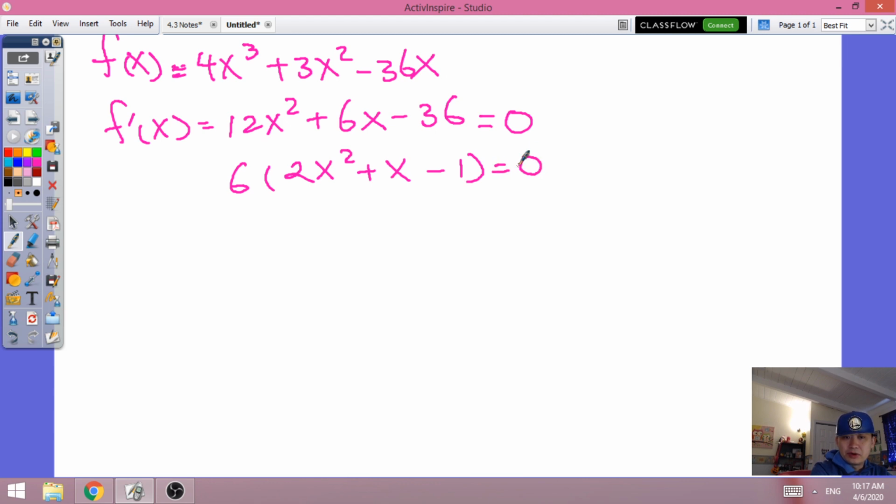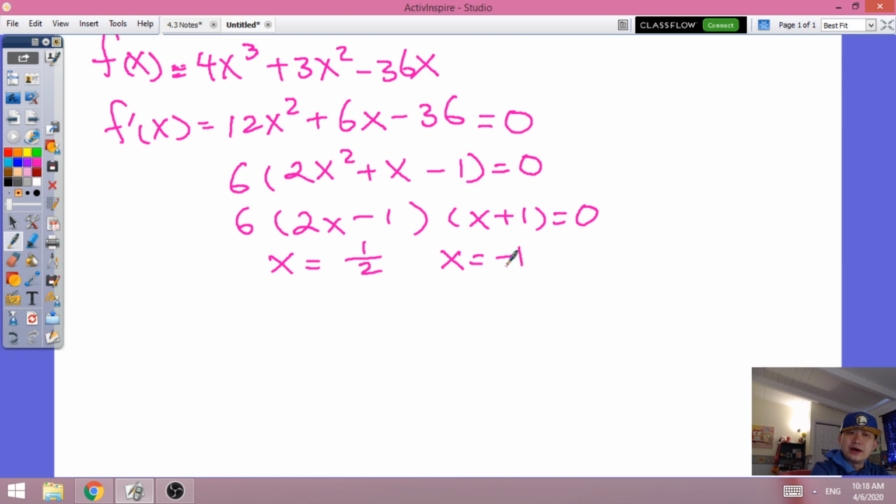From here, you want to factor the trinomial. 6, bring it down. We got 2x and x, so we need x plus 1 here and 2x minus 1 here. You just factor it and set it equal to 0 to find the critical numbers. We have x equals 1/2 and x equals negative 1. Those are the critical numbers.